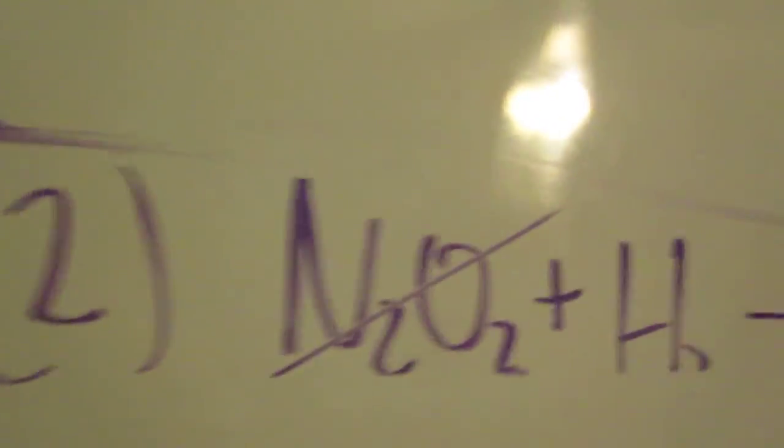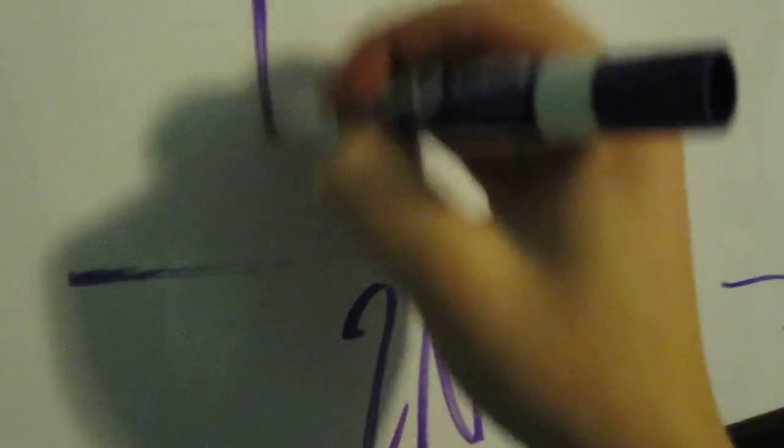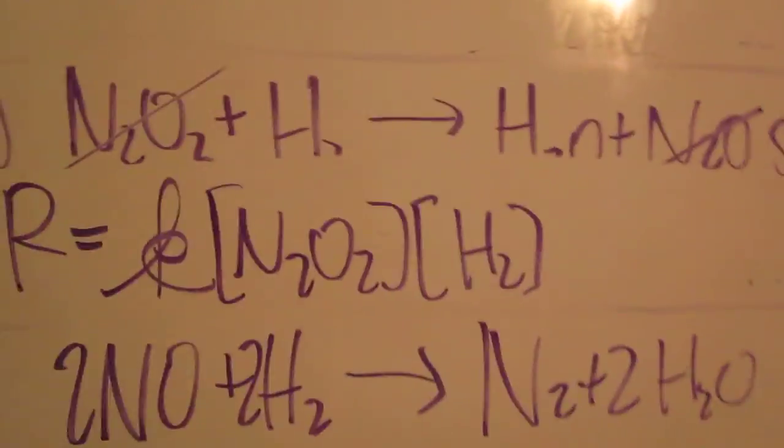So I'm going to erase 1 and 3 because I need more room. And what you would basically do is, from this, you can write the rate R equals some constant k times, you still use the coefficients, N2O2 and H2. So that's your rate. But N2O2 isn't something that you start with, so it doesn't make sense. So you have to change it out.